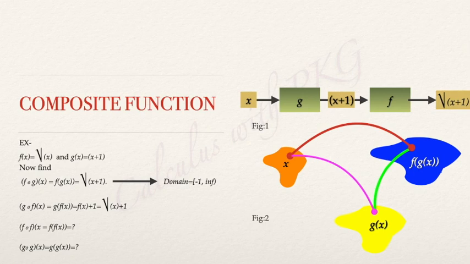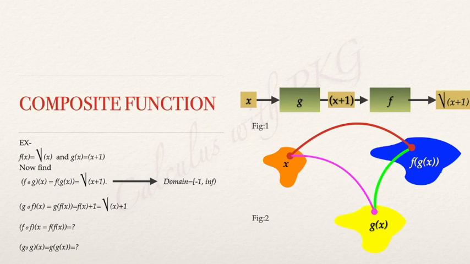So look at the adjacent picture. What is g of x? As we have already written, g of x equal to x plus 1. So in the nearby picture we can see, if we feed x as an input to the machine g, it will give you an output x plus 1, and again if we feed x plus 1 to the machine f, it will produce the output square root of x plus 1. And here the domain of the composite function is the semi-open interval from -1 to infinity.